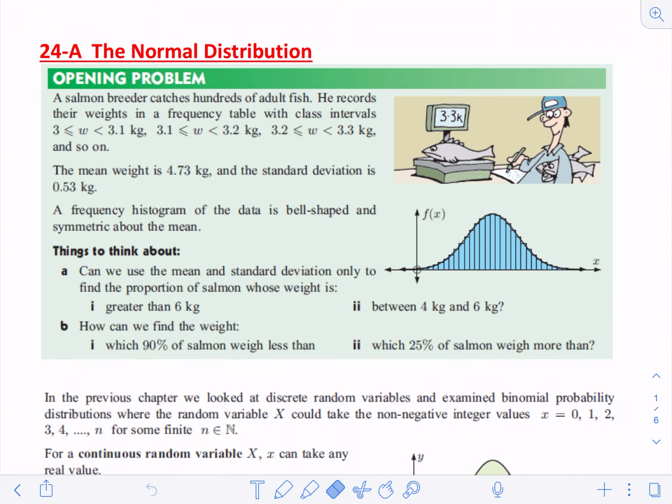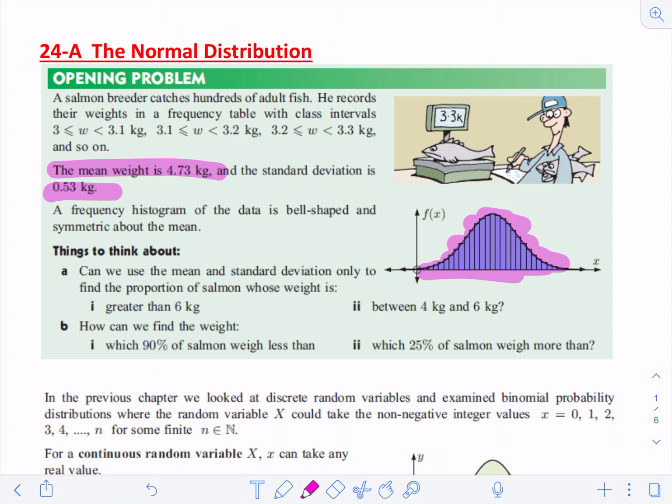Before we get to the normal distribution itself, I want to talk about what we've been discussing with probability and mean values and standard deviation. Here's an example. There's this breeder who's catching fish. We have a mean weight and a standard deviation of that weight. Then we do a histogram and we see that it's a bell-shaped curve, right? That makes sense because standard deviation is the distance from the mean, and most of the values are going to fall pretty close to that mean, that average. And we're going to have some values on the extremes, much smaller and much bigger fish, but not many of them.